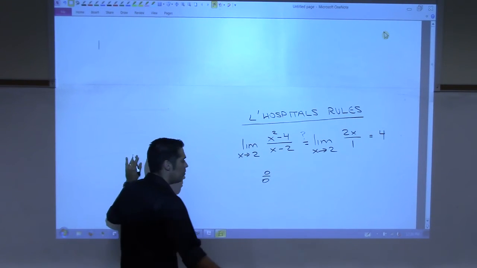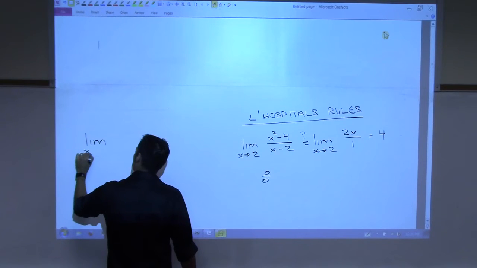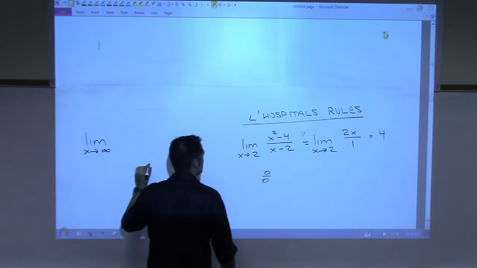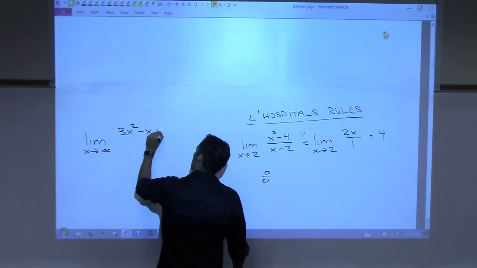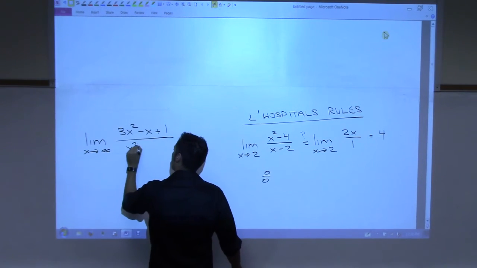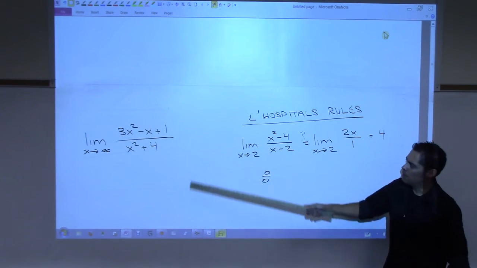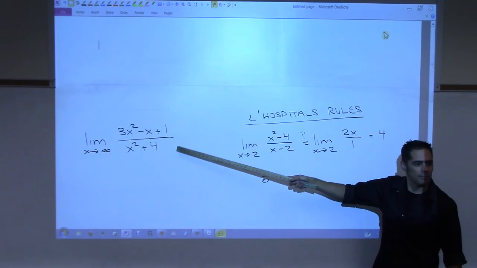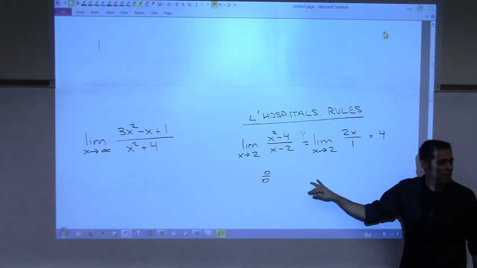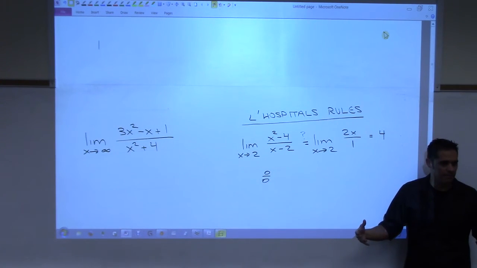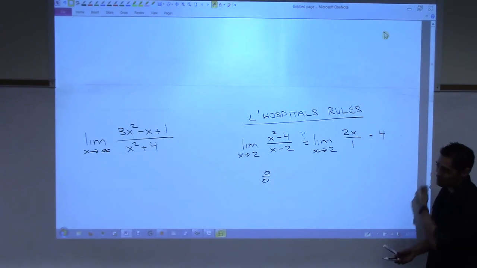Let's look at one that we had to work a little harder to get. Limit as x goes to infinity. I'm asking you to go back in the day here. 3x squared minus x plus 1 over, let's say, x squared plus 4. If you let x go to infinity here, you would get infinity over infinity. And when you have infinity over infinity, it's kind of like 0 over 0. It was bad. Remember that? And so, does anyone recall how we would attack that one?